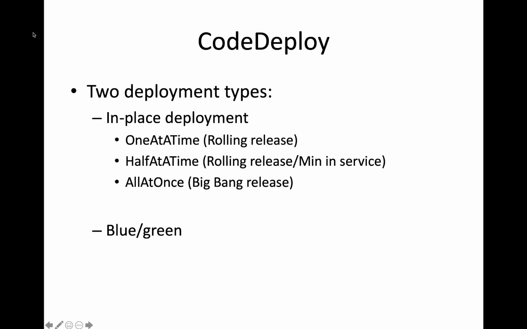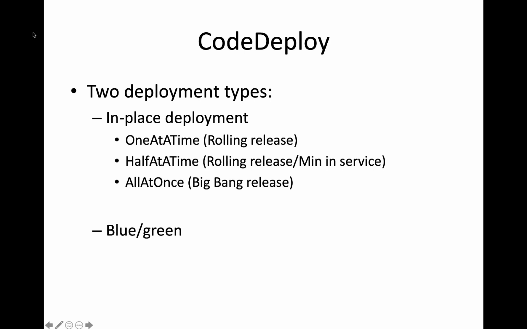We can update half of our instances at one time and then half of the instances at another time. That's kind of like a rolling release with a minimum number of compute instances in service. Or we could update all of our instances at once, which is basically the same as a big bang release, which is something that we generally don't really want to do in any sort of production environment because that's going to mean downtime for our customers.